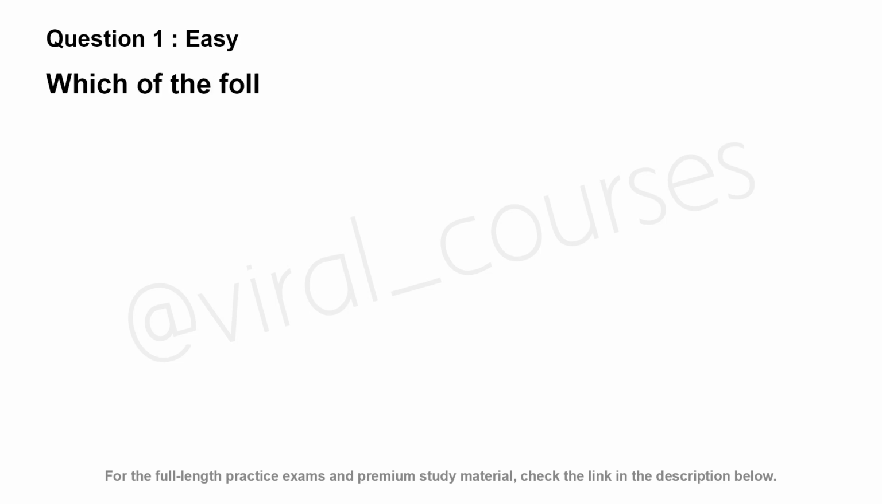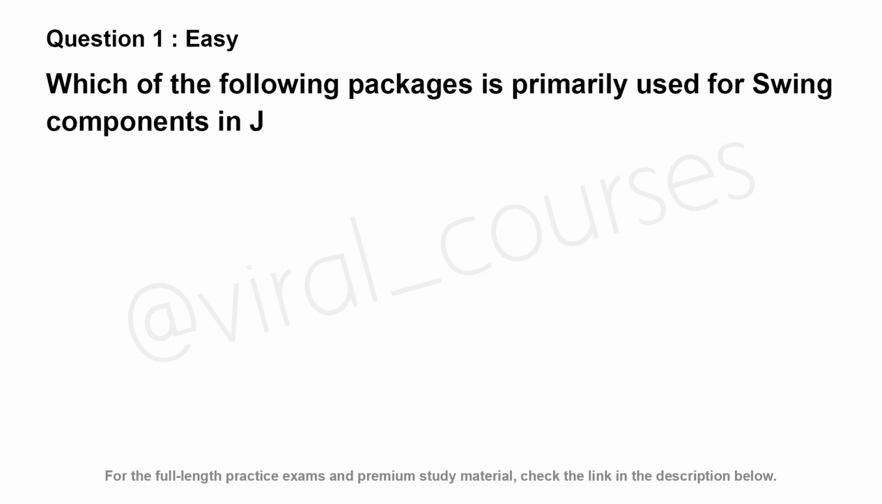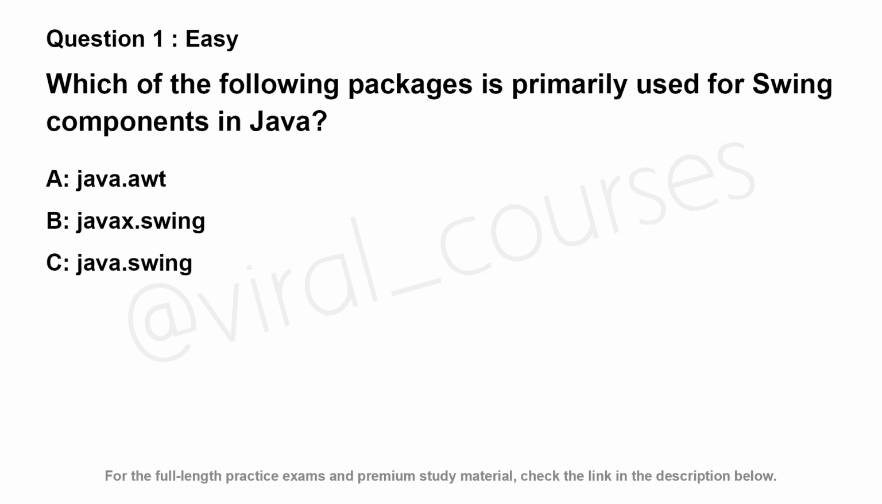Which of the following packages is primarily used for Swing components in Java? Option A, java.awt. Option B, javax.swing. Option C, java.swing. Option D, javax.awt.